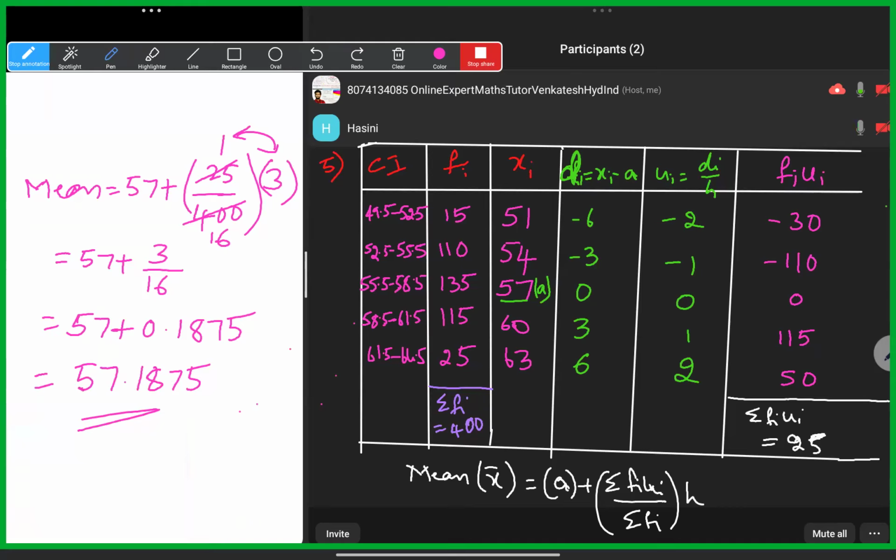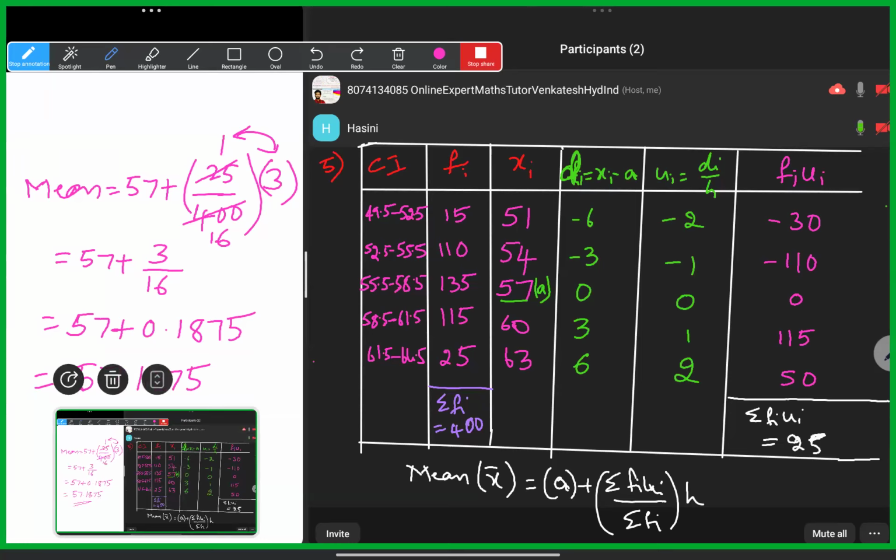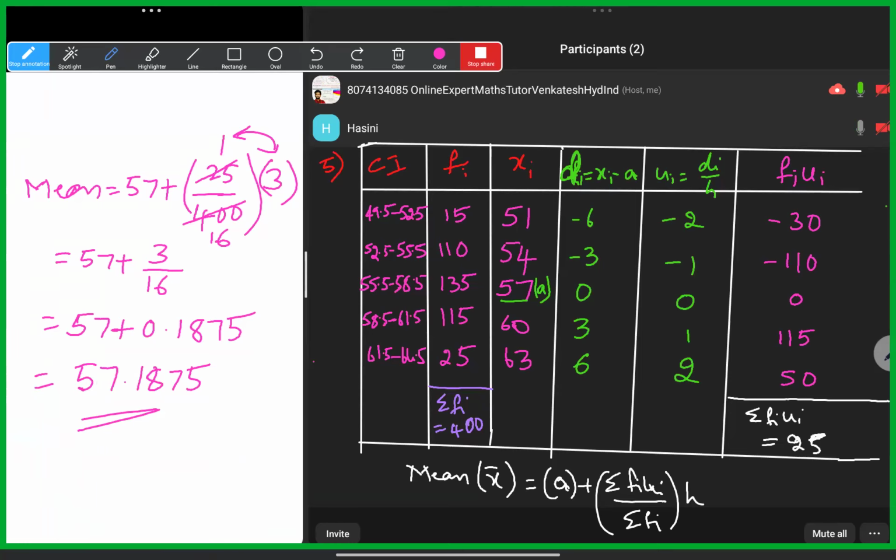Till how many decimals did they give, Hasni? One second, sir. The answer is 57.1875, sir. But they gave it as 57.19. Yes, Hasni, they rounded to the second decimal. If the third decimal is 5 or more than 5, we add 1 to the second decimal. It will become 57.19.